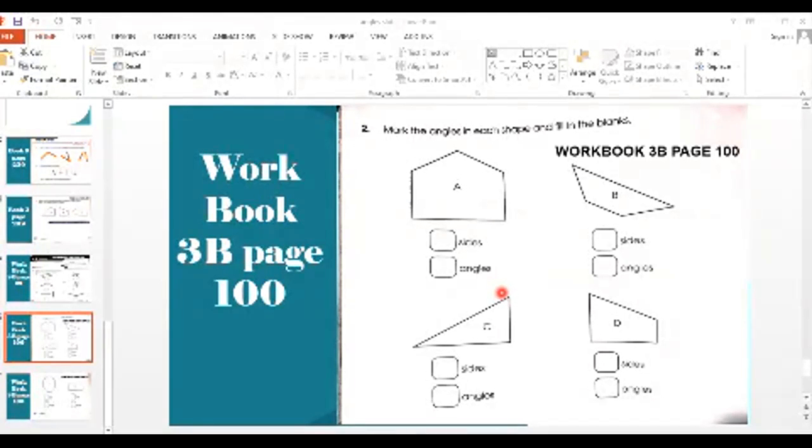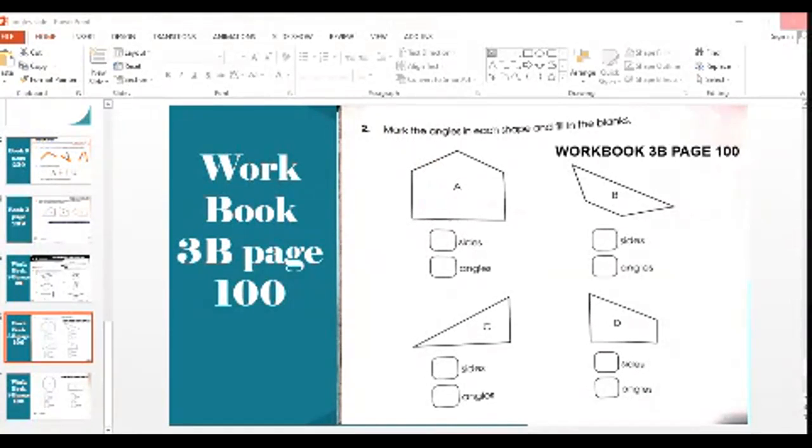Now our task is very easy. Your teacher's question is: mark the angles in each shape and fill in the blanks. Your teacher is saying that mark the angles. Mark the angles means we did this type of question last day, but for the students who were absent, I'm explaining this part again for all of you. Mark the angles means you are going to highlight, you are going to point out the area where the two lines are meeting. So an angle is formed.